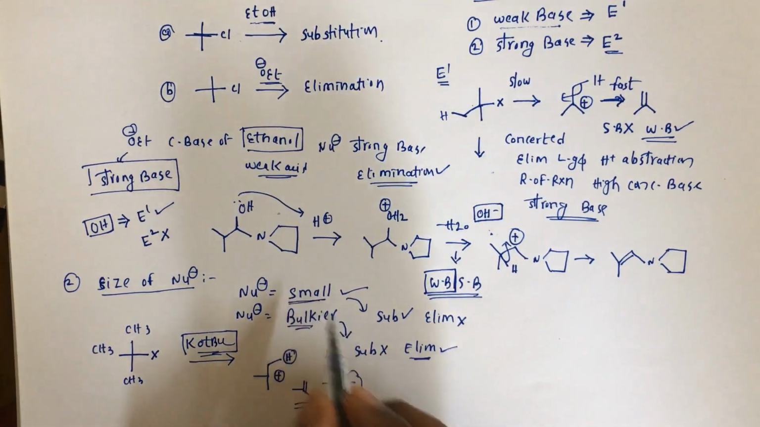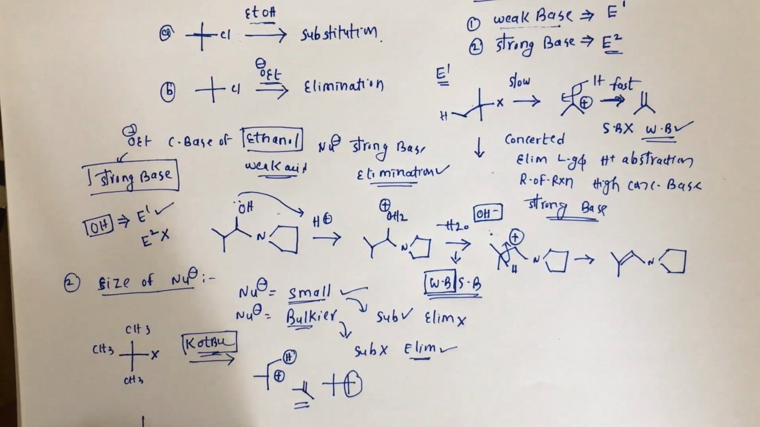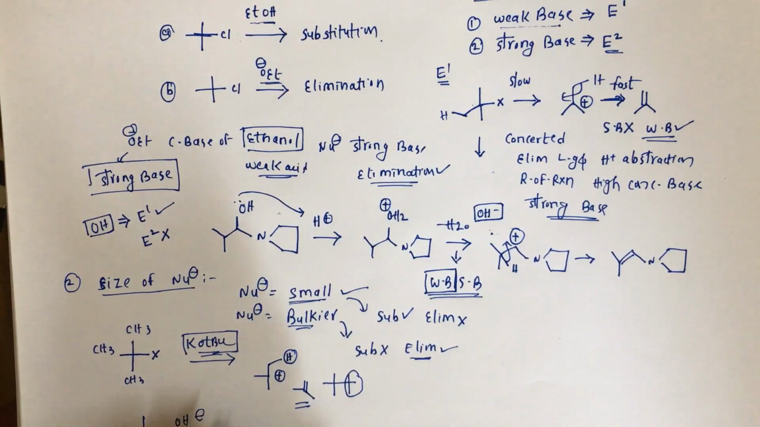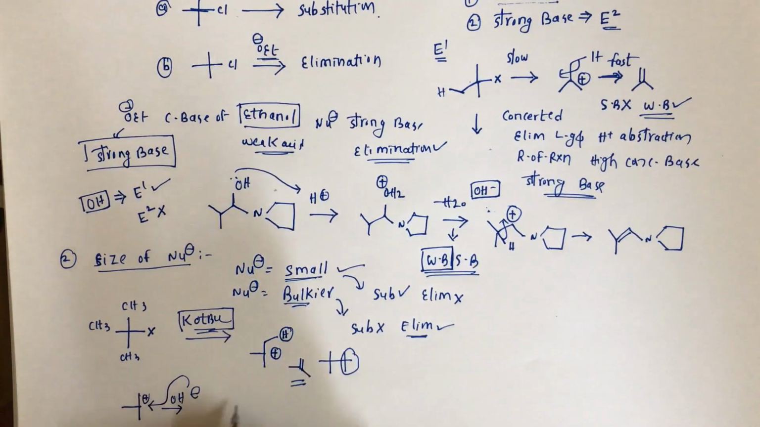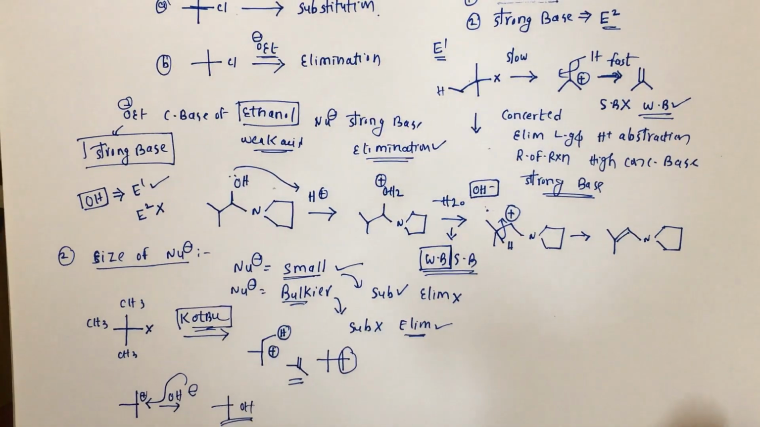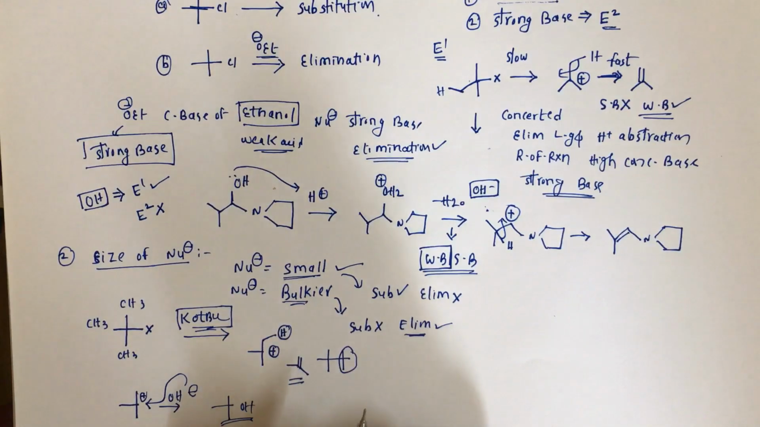If the nucleophile is small, imagine the nucleophile is OH minus. Since this is small, it goes and attacks here, and in this case substitution is favorable over elimination when the size of the nucleophile is small.